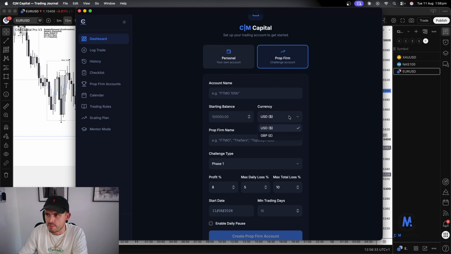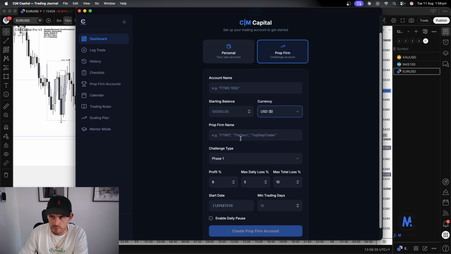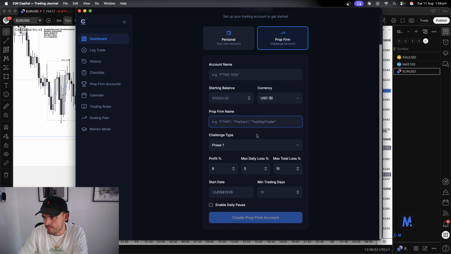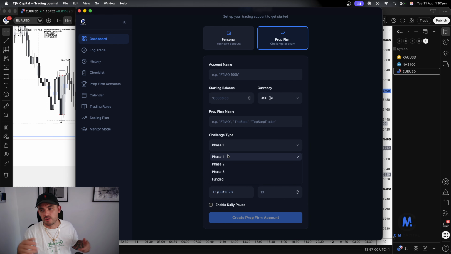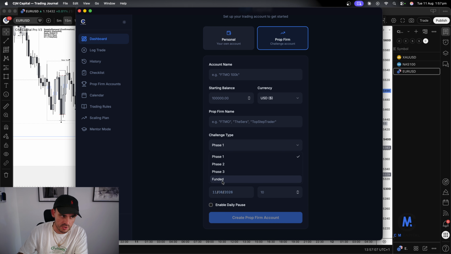Type in the name, starting balance, the currency, prop firm name. The account name, you can just name it what you want, your 100k account or whatever. You can give them numbers so you can keep track of what accounts you've got. You can even just use the account code if you want. That's the prop firm name, so you can do whatever. Challenge type, so phase 1, phase 2, phase 3. Once you complete phase 1, on a 3-step or 2-step account, you'll need to create another account to do phase 2, and then create another one to go to the funded phase.